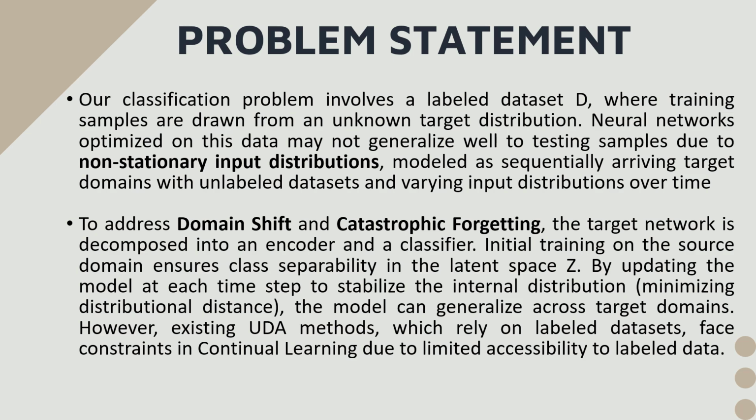To address domain shift and catastrophic forgetting, the network is decomposed into an encoder and a classifier network. Initial training on the source data makes the classes linearly separable in the latent space, and we update the model at each time step such that the distance between the internal distribution and the current distribution is small. The model can then generalize well across target domains. However, current UDA methods rely on labeled datasets, which is a very big constraint in continual learning.